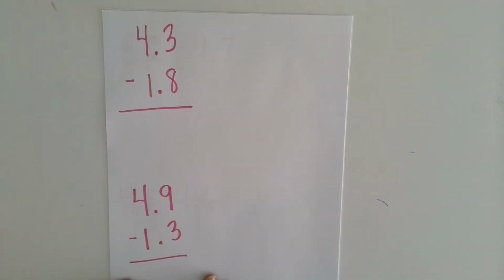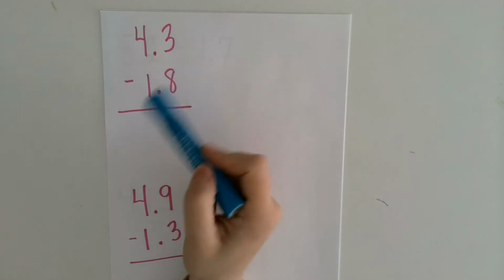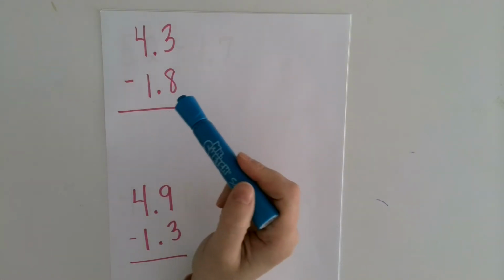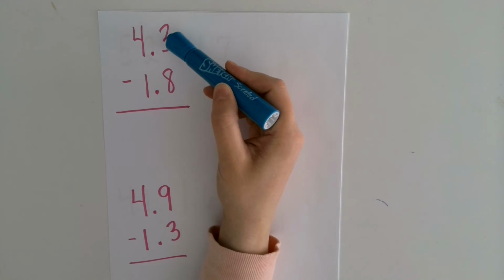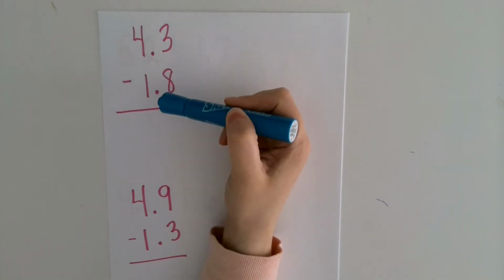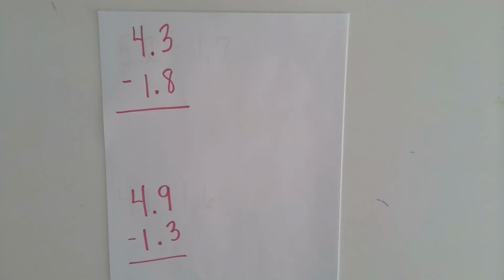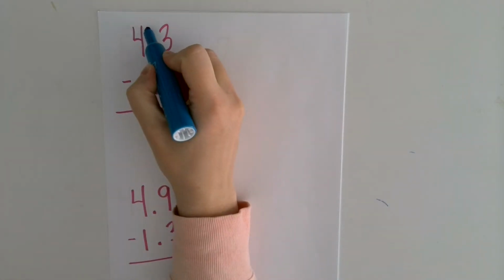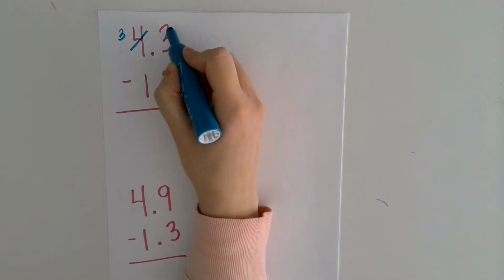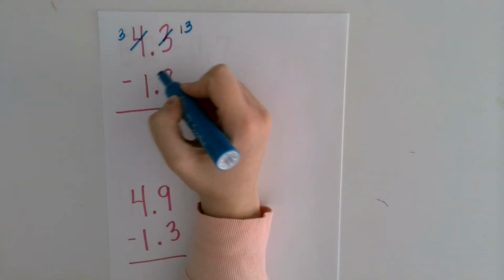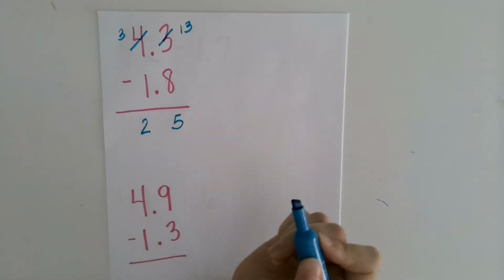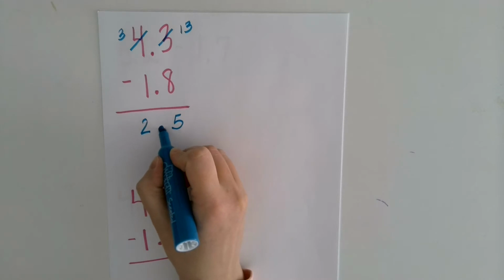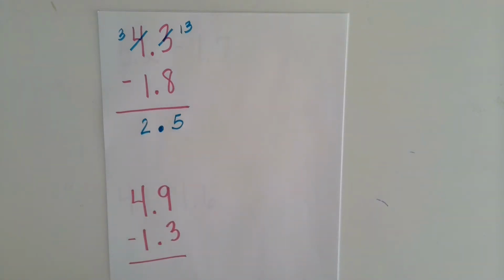Okay, so this is an example of a subtraction problem where my numbers line up perfectly. I have the same places after the decimal points, and I can just go about subtracting this the same way I would if these weren't decimals. So I see that it's 3 minus 8. I know I can't do 3 minus 8, so I need to do some regrouping. So the 4 is going to become the 3, and the 3 is going to become 13. 13 minus 8 is 5. 3 minus 1 is 2. Just like in addition, I want to bring that decimal point straight down. So the answer I get there is 2.5.